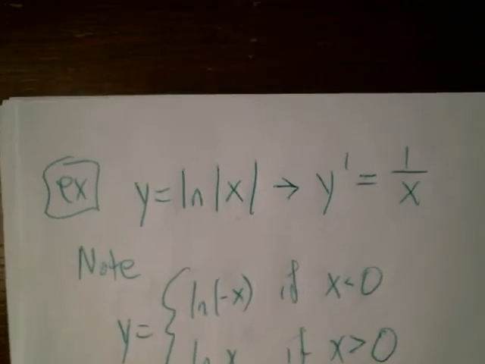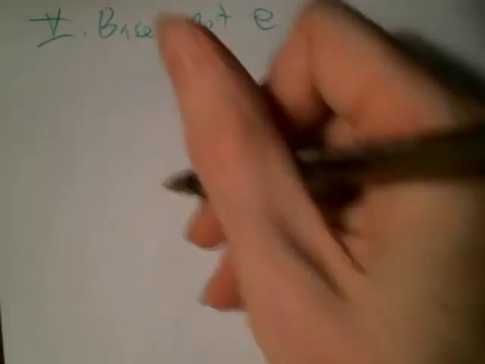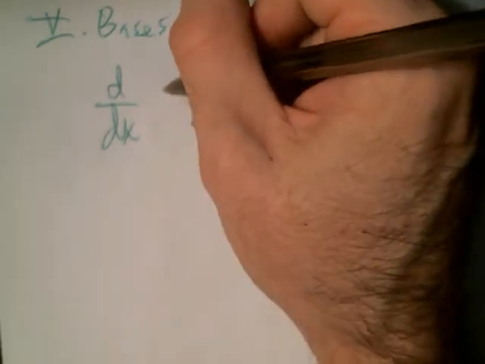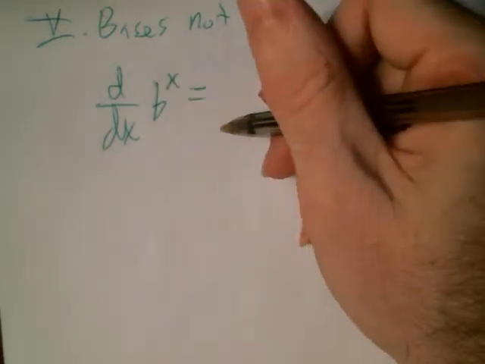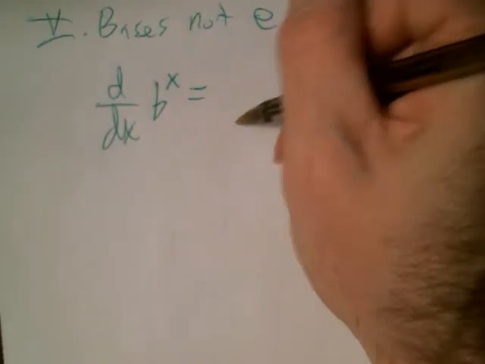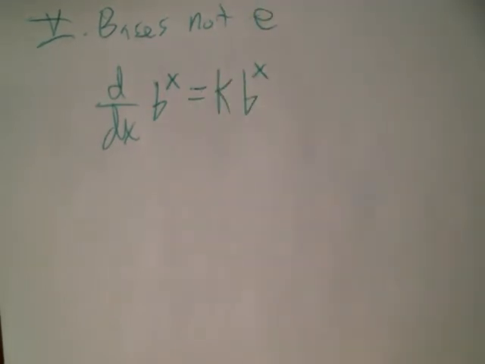Bases other than e, I talked a little bit about this earlier. Bases not e. The derivative of any kind of exponential expression with a base, the derivative of something like b to the x, is always kind of equal to itself, okay, times a constant. So it'll be equal to some constant times b to the x.